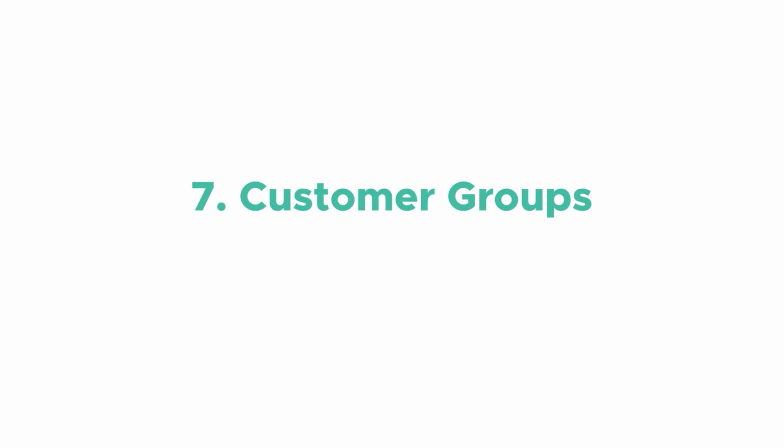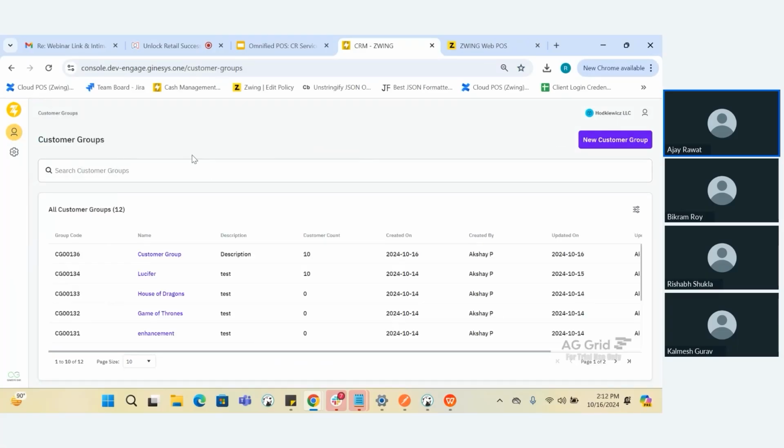Now moving on to the customer group part. It is similar to the customer group section that we were already managing in the Zwing console, but there is a slight change. In the Zwing console there was an option to add a customer to multiple groups, which is ideally not correct. A customer should only be in a single group at a time. So we have revoked that here, and now a customer can only be available in a single group.